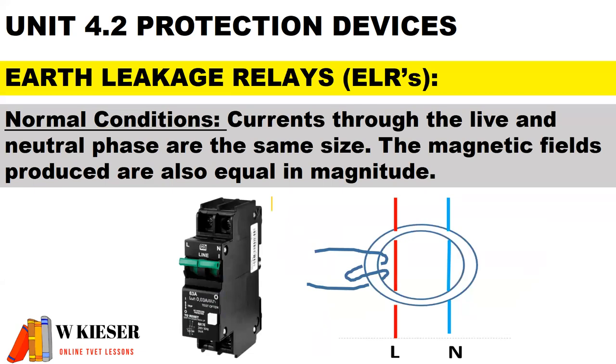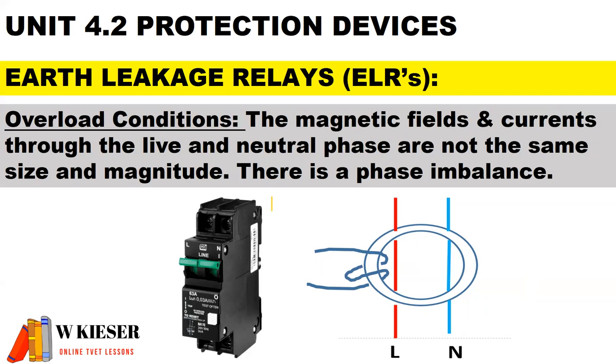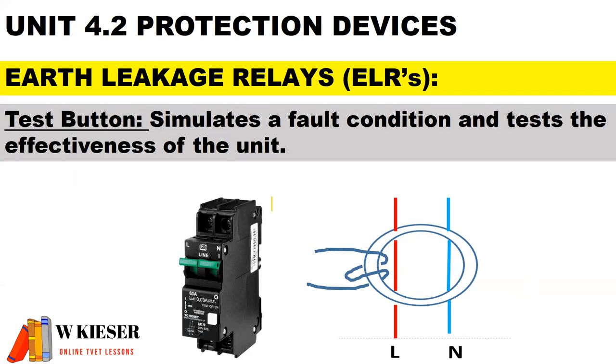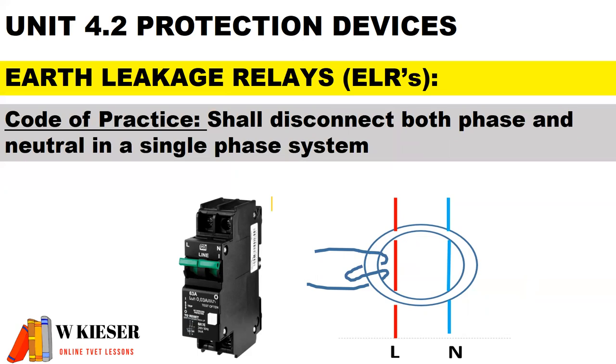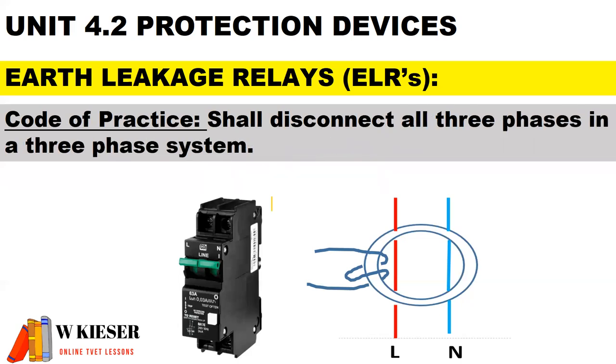An earth leakage relay, under normal conditions, currents through the live and neutral phase are the same size. The magnetic fields produced are also equal in size and magnitude. Under overload conditions, the magnetic fields and currents through the live and neutral phase are not the same in size and magnitude, and there is a phase imbalance. There is also a test button on the earth leakage relay, which simulates a fault condition and tests the effectiveness of the unit. In terms of the code of practice, earth leakage relays shall disconnect both phase and neutral in a single phase system, and it shall disconnect all three phases in a three-phase system.